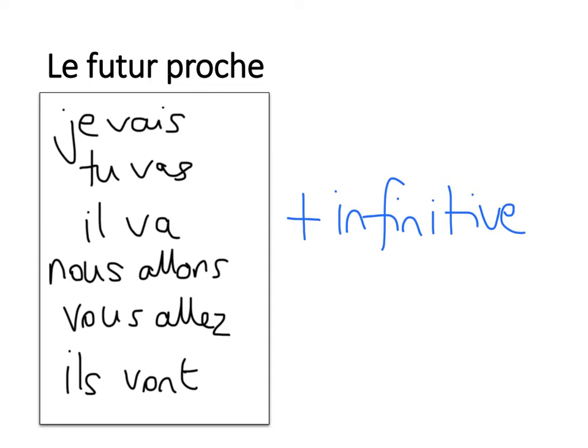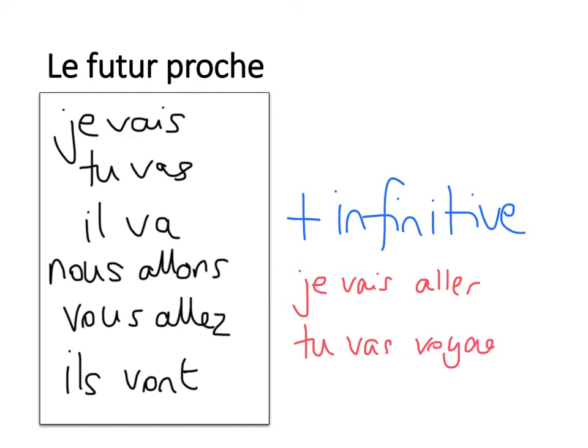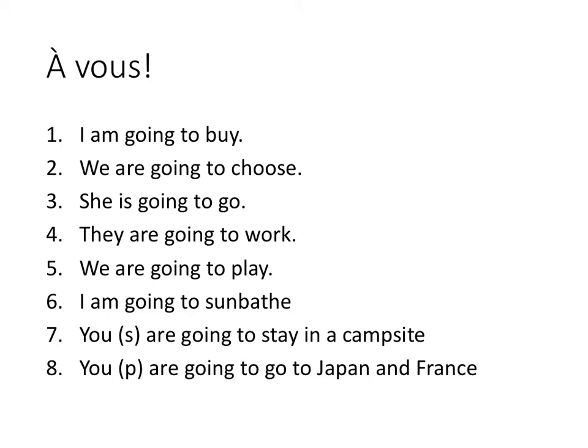So, for example, I'm going to go, je vais aller. You're going to travel, tu vas voyager. With that in mind, pause the video and try these. Try these translations into French using the futur proche.